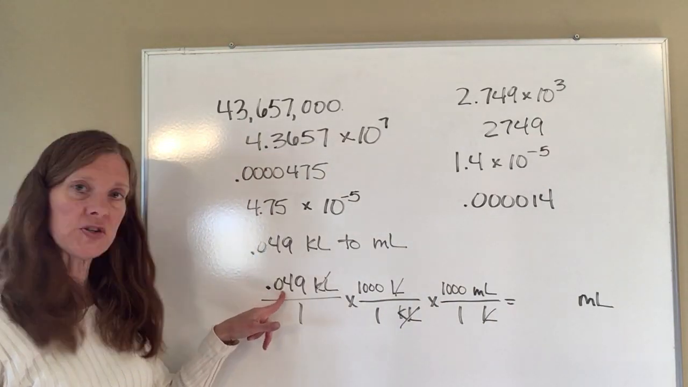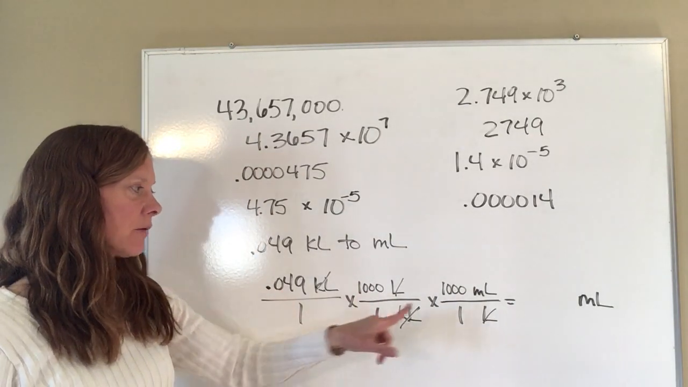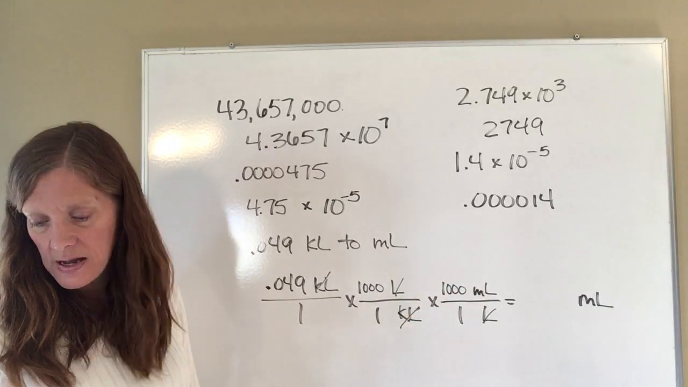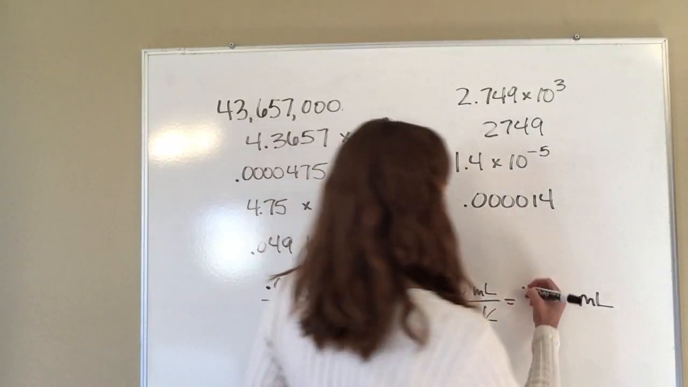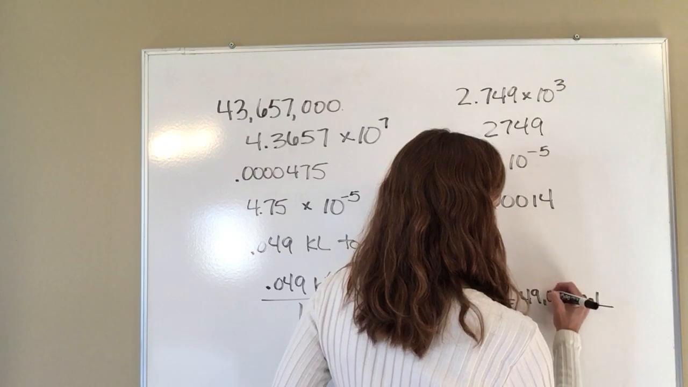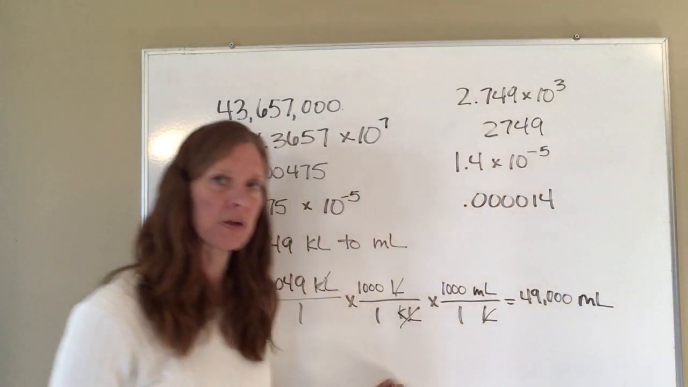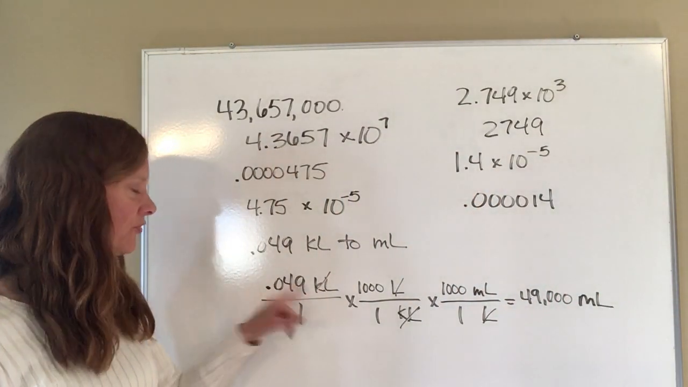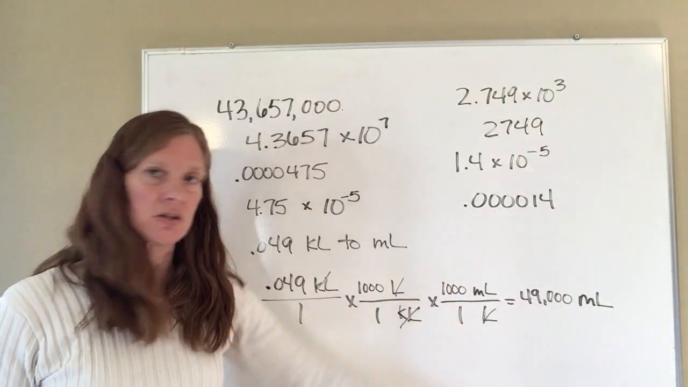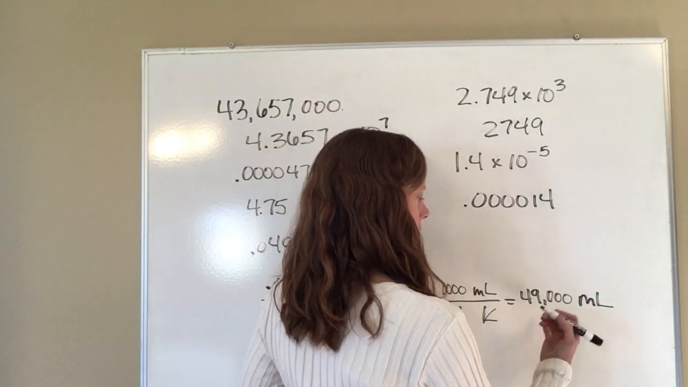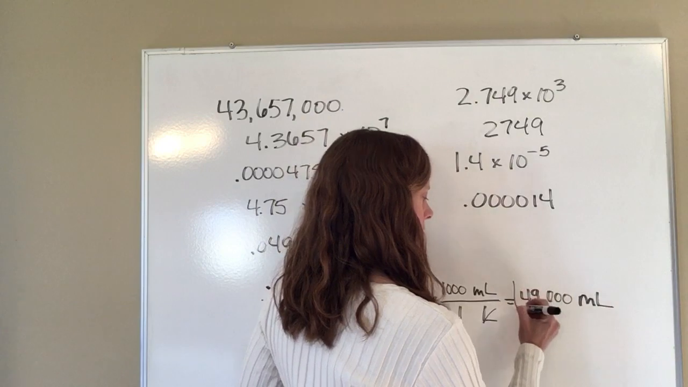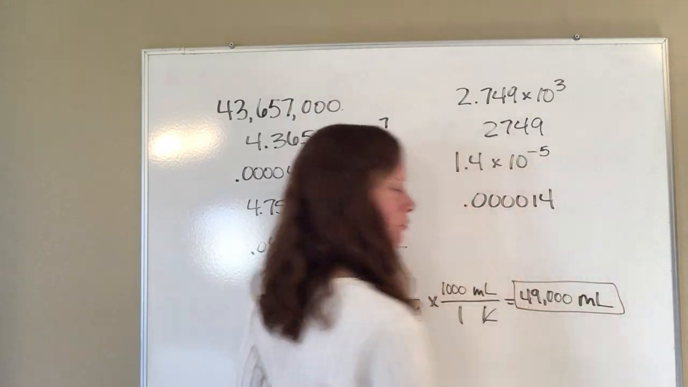I'm going to take 0.049 times 1,000 times 1,000, and that's going to give me a final answer of 49,000 milliliters. I had 2 significant digits here. I've got 2 significant digits in my answer, so I've got the right number of significant digits. I have my units, and I'm going to box my answer.